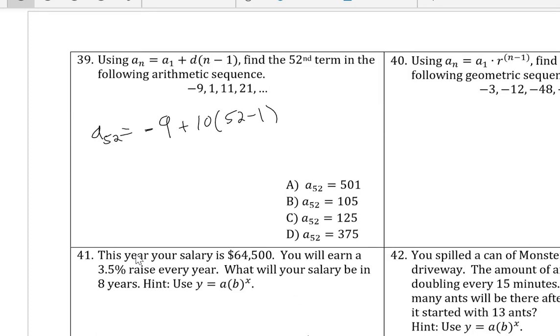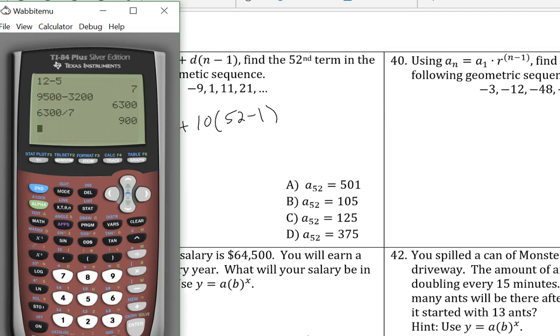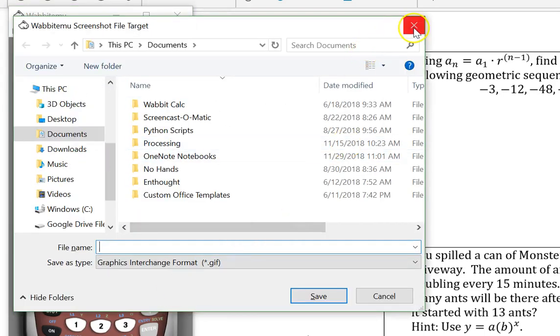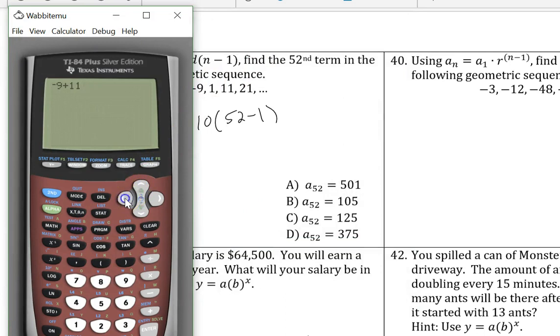So if I'm typing this in the calculator, here we have -9 plus 10. Oops, sorry. 10. And then 52 minus 1 is just 51. So our answer, 501.